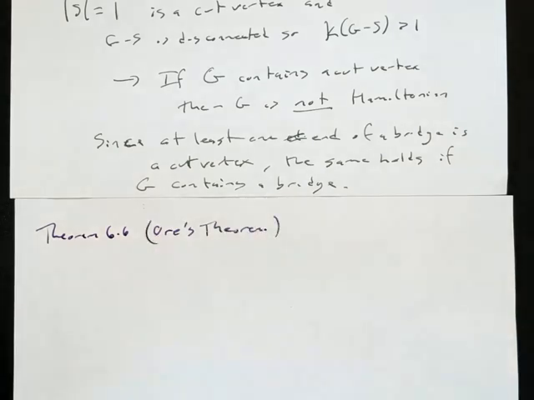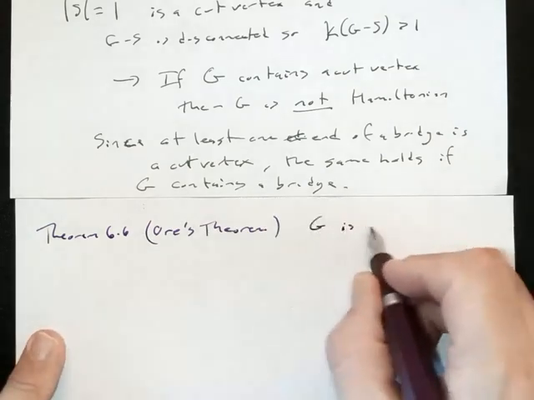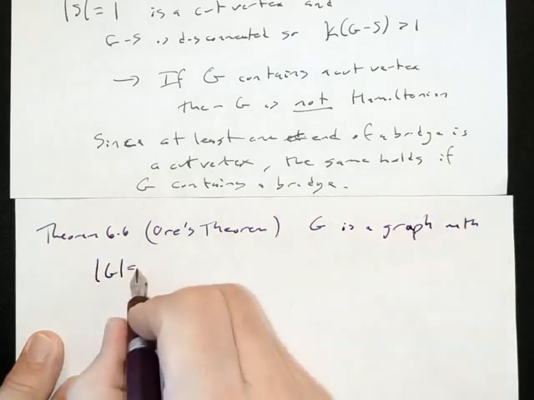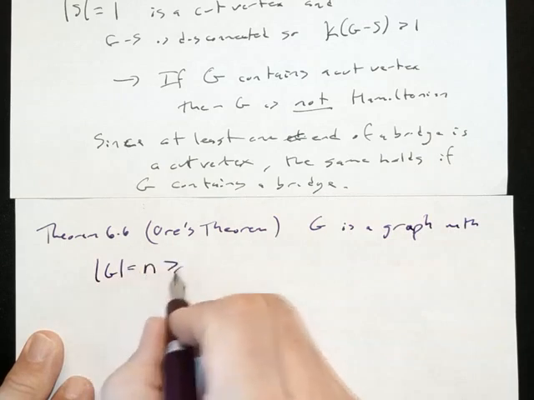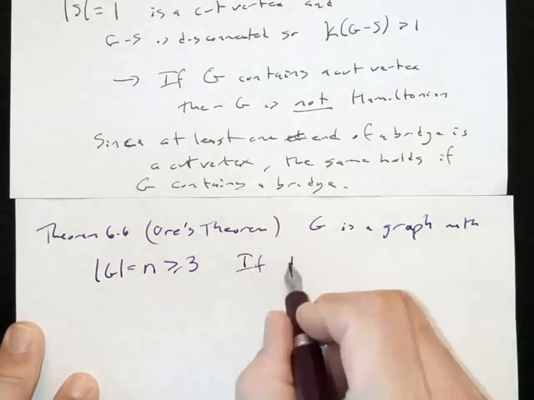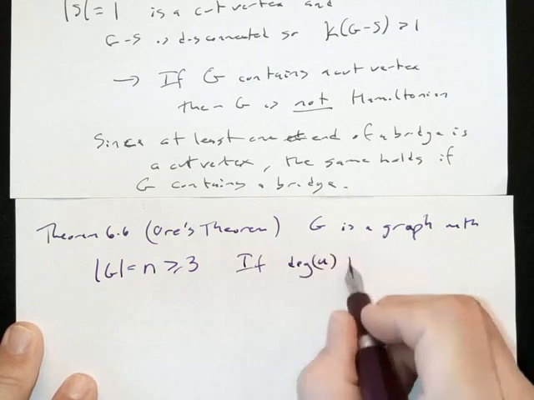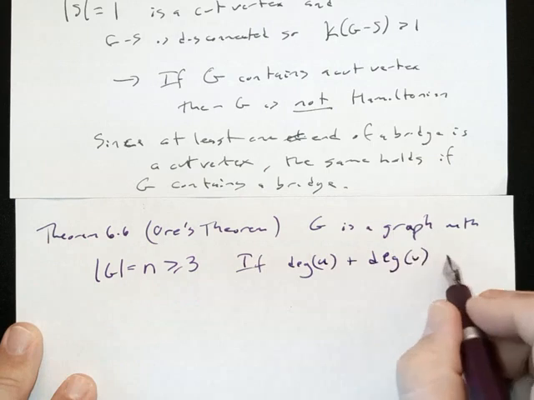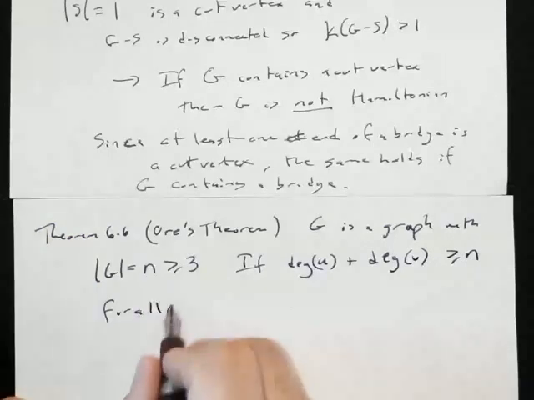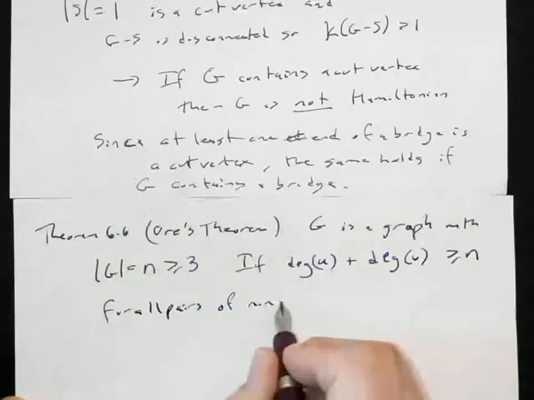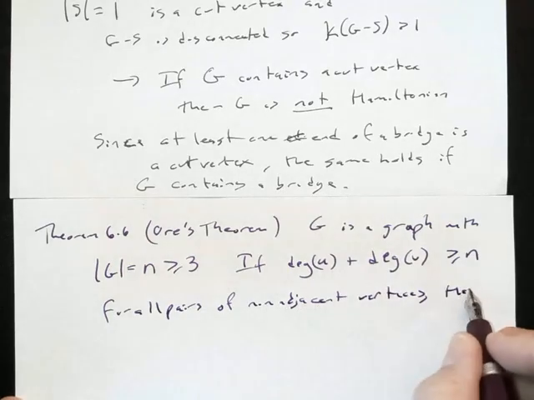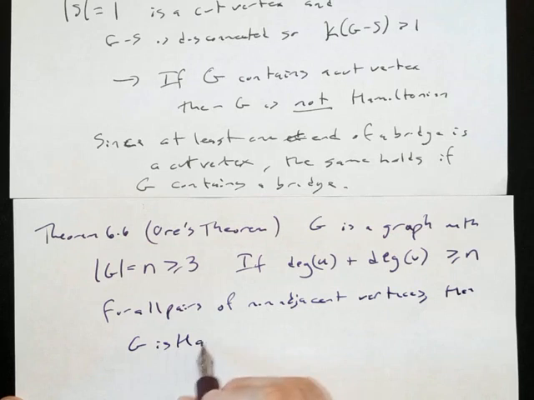Ore's theorem says that if G is a graph with order of G equals n strictly bigger than or equal to 3, if the sum of the degrees is bigger than or equal to n for all pairs of non-adjacent vertices, then G is Hamiltonian.